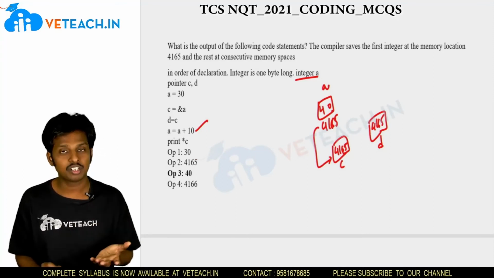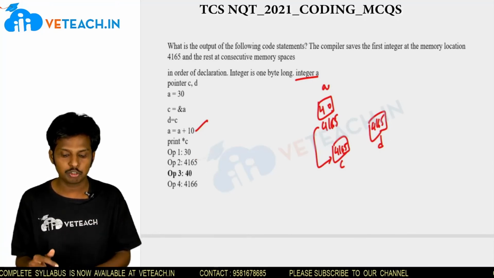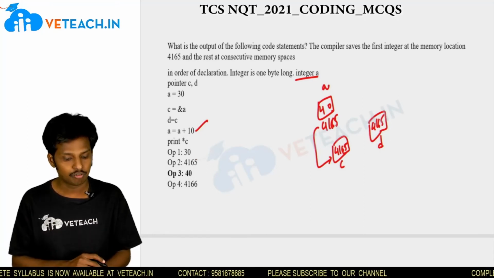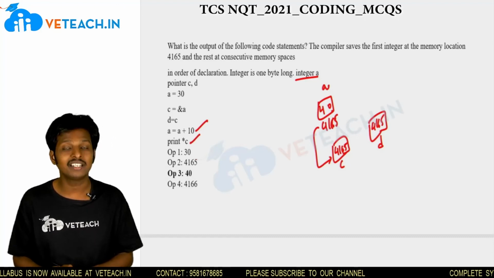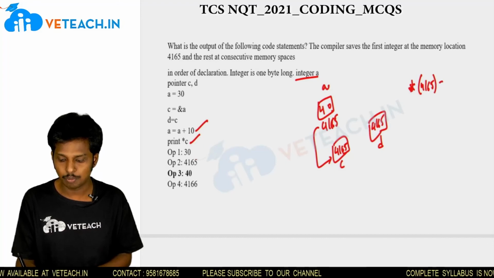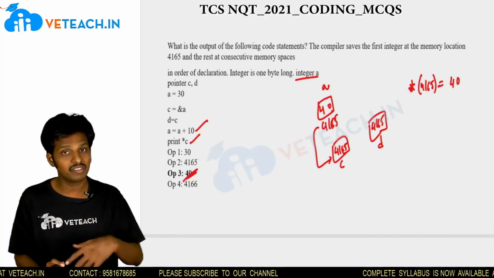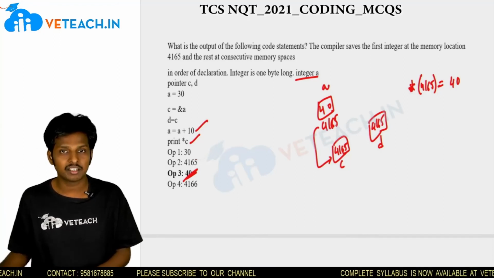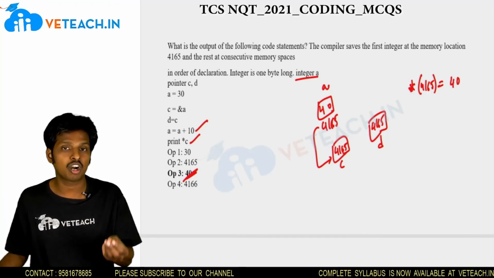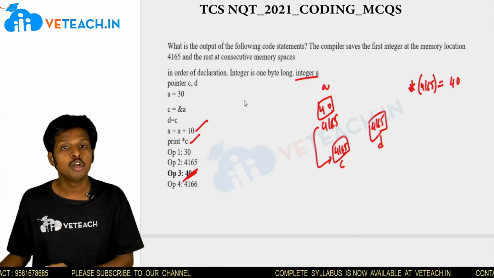So when the value gets modified to 40, if I try to print A, we are going to get 40, or if I try to print star C, we are going to get 40. Now the question that was asked is print star C, star of 4165. The value present in 4165 is 40. So here the value gets updated. In the previous case, the value is not updated. We are trying to print the value, but not the value present at the address. So we need to be cautious when we work with pointers.